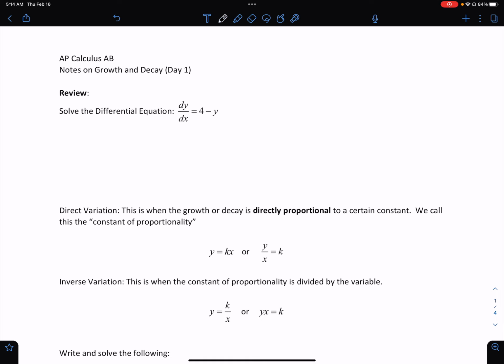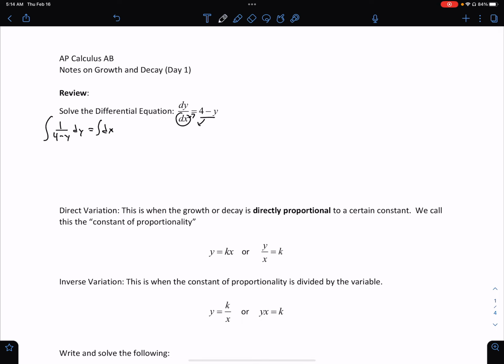So the first step, of course, is to separate out the variables. When we do that, we're going to bring the 4 minus y over to the left, not just the y, but the 4 as well. So we would get 1 over 4 minus y dy equals, and over here on the right side, we're going to multiply by that dx.